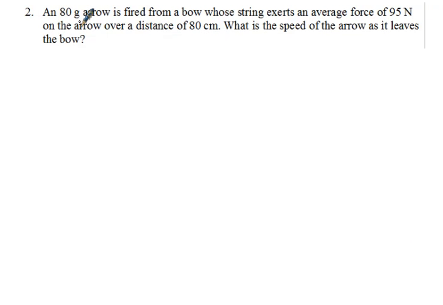An 80-gram arrow is fired from a bow whose string exerts an average force of 95 newtons on the arrow over a distance of 80 centimeters. What is the speed of the arrow as it leaves the bow? Before we even start this, it's given us junk in grams and centimeters and newtons. Make sure all of your units are exactly what they're supposed to be. In this class, everything's got to be in kilograms and meters and newtons and all that stuff.